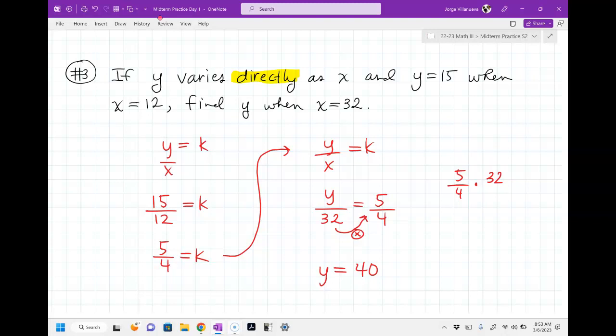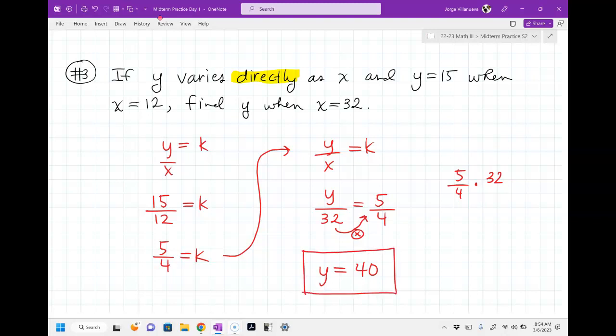So 32 divided by 4, that's 8. And 8 times 5 is 40. That's easier than 5 times 32. Right? 5 times 32, what is that? 160, then 160 divided by 4. Those are big numbers. So I'd rather deal with the small numbers. So I always divide first. Whenever I multiply a number times a fraction, I divide first, then I multiply second. So it's just a nice little trick to keep your numbers as small as possible.